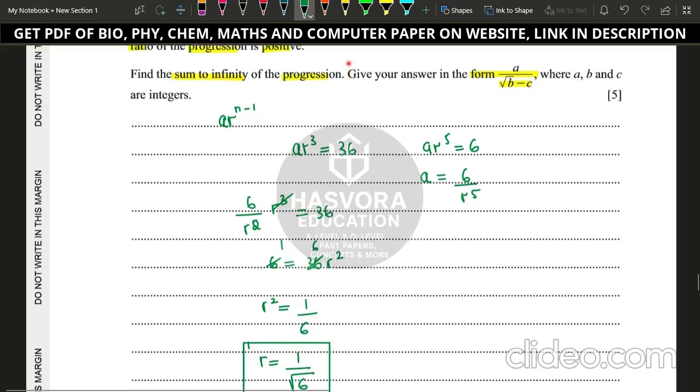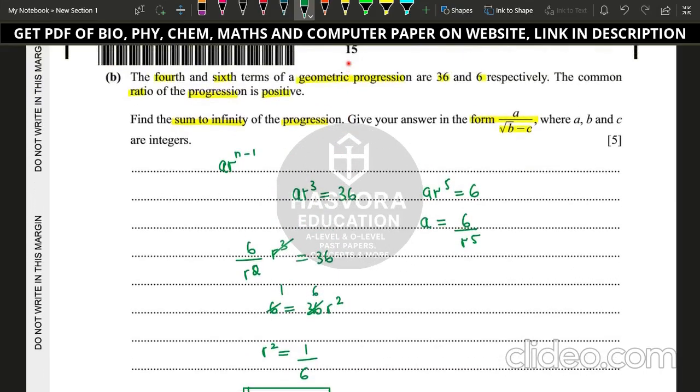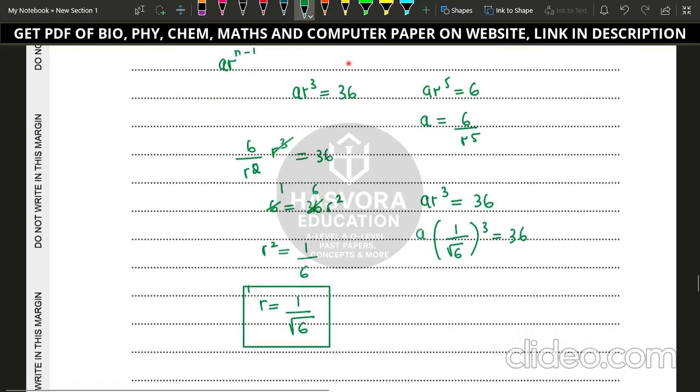But before that, we also need the first term, which is a. So let's just do it using ar power 3, because it will be much simpler. So ar power 3 is equal to 36. It will be a into 1 by under root 6, the power of cube, is equal to 36. Okay, so it will become a is equal to 36 into under root 6 cube.